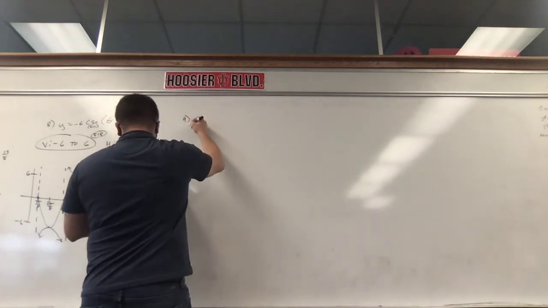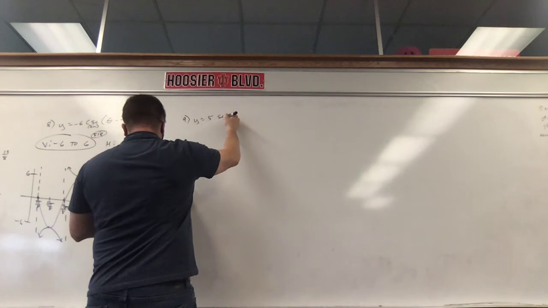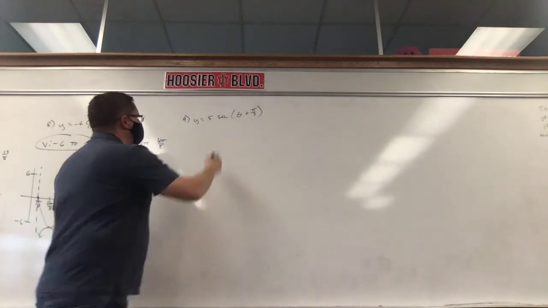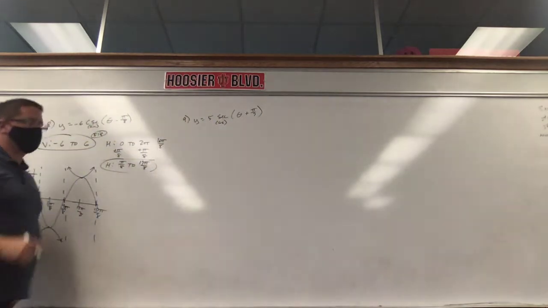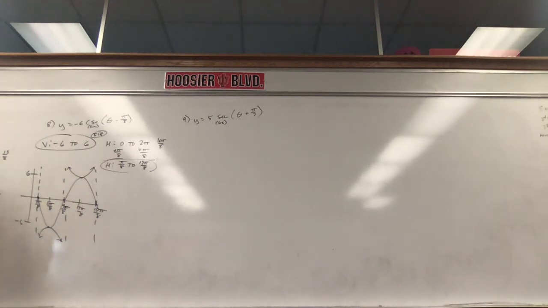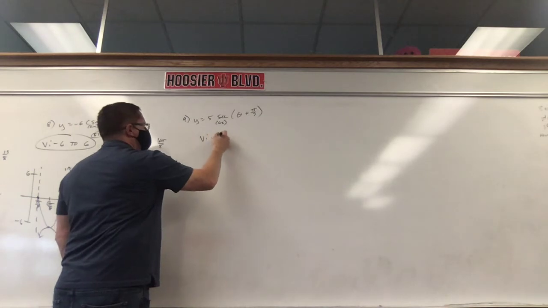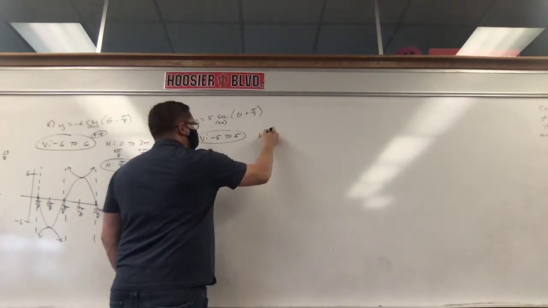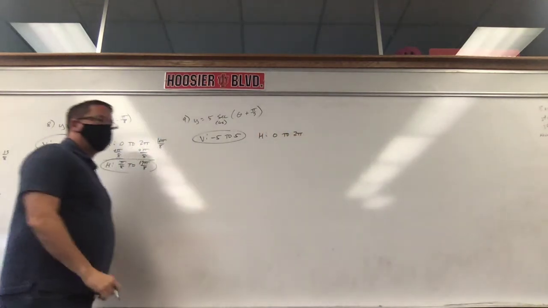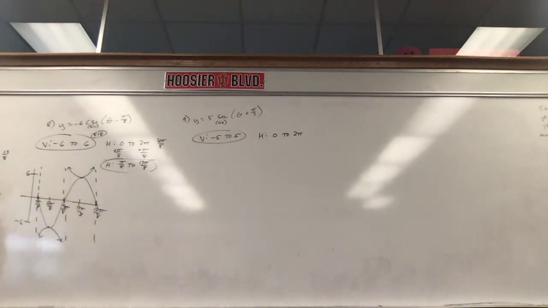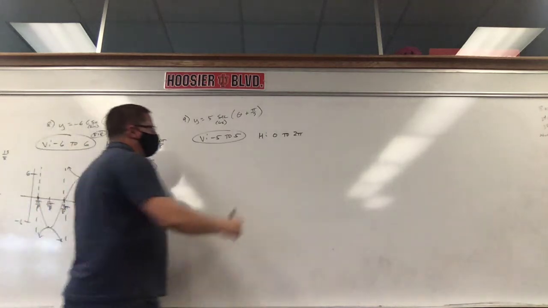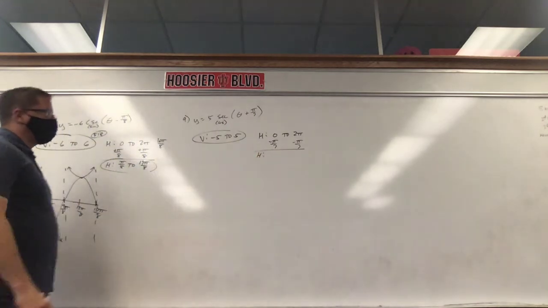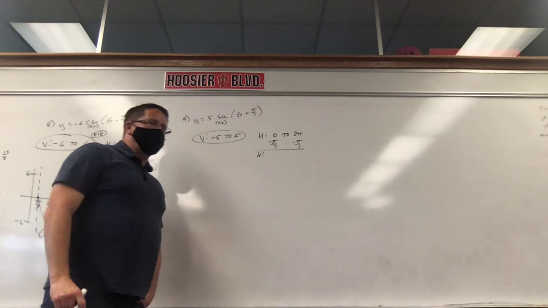Number 9. y equals 5 secant theta plus pi over 7. Okay, underneath secant, I'm going to put cosine. Vertically, it goes from negative 5 to 5. Horizontally, it goes from 0 to 2 pi. But it says theta plus pi over 7, so when you do the opposite, we need to subtract pi over 7. 0 minus pi over 7, and don't make this mistake, it's not pi over 7, you guys know that, it's negative pi over 7.